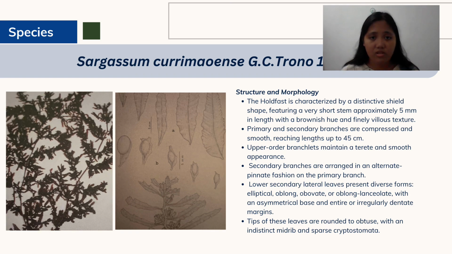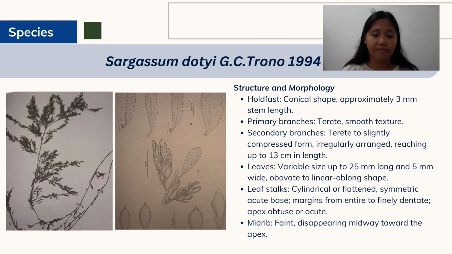The Sargassum curimawense, lastly, is distributed in the parts of Luzon, in Pangil. Mostly they are more distributed in July, in Curimao, and also in Ilocos Norte. The next one is the Sargassum doti.